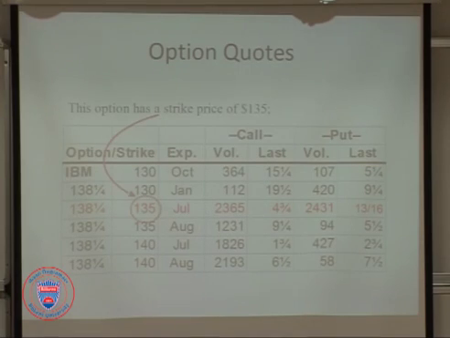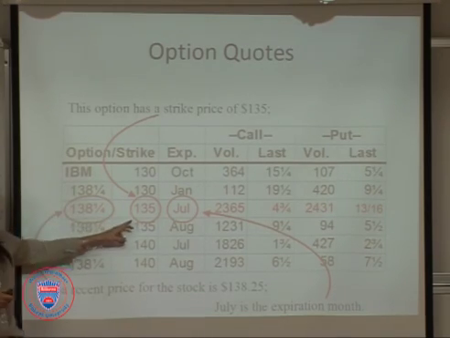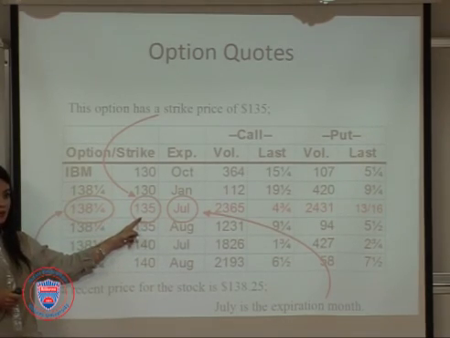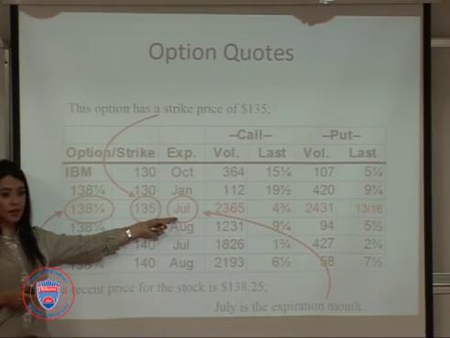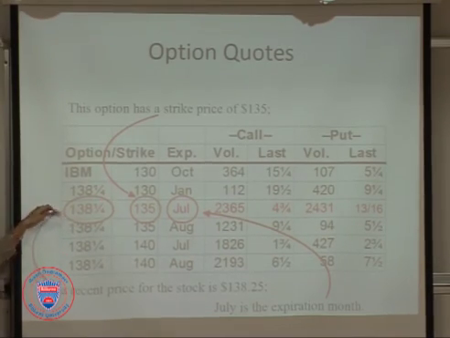So how are we going to look at these? Let's look at this one, the one with a strike price of 135. It expires in July. On that date, the price of IBM stock was 138.25. In that case, would you exercise the option?